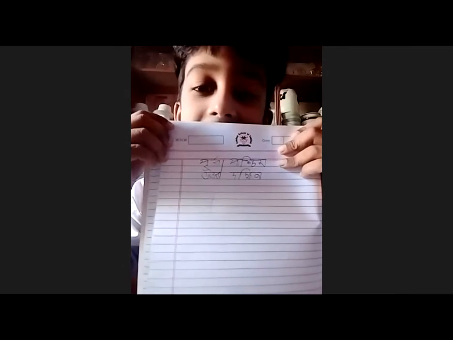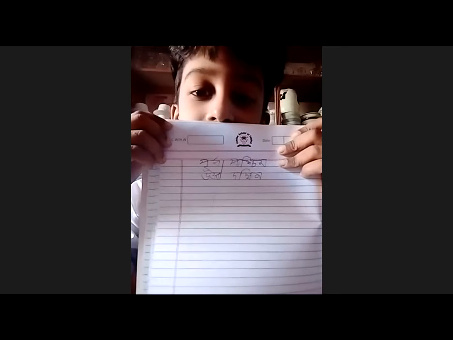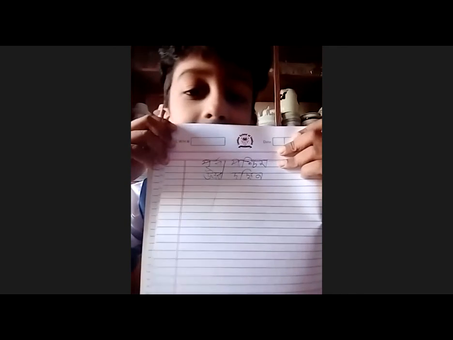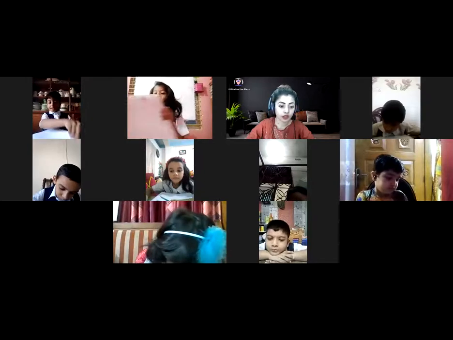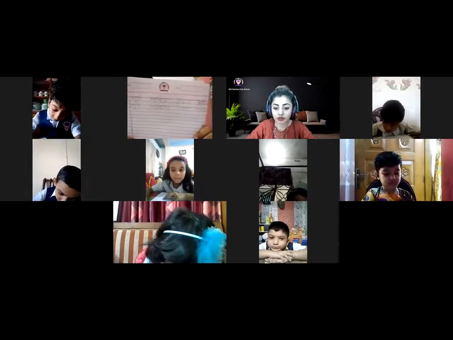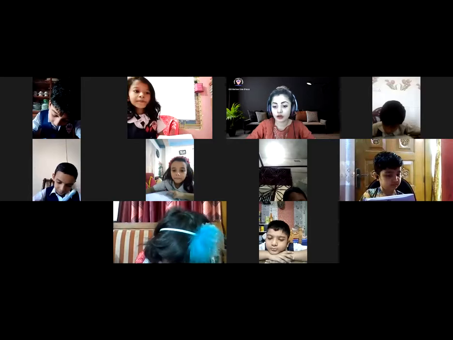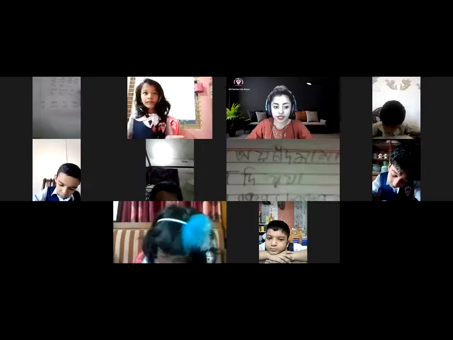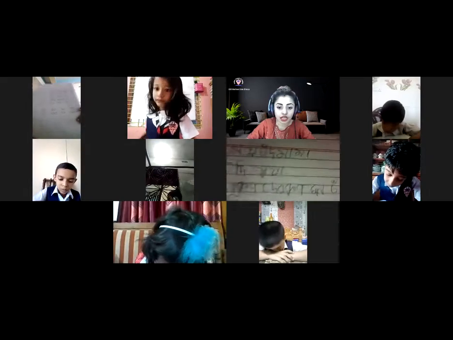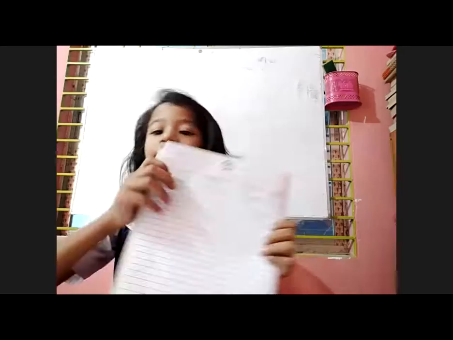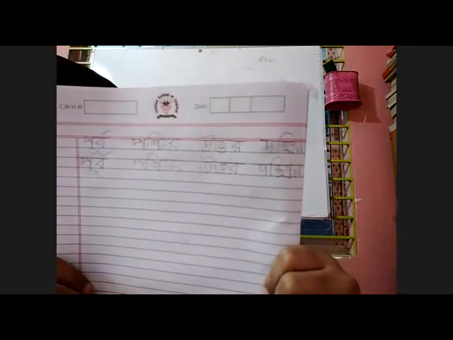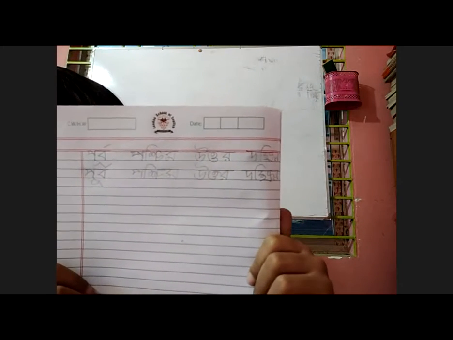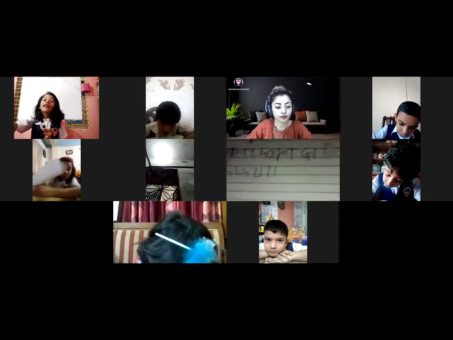Now I am checking Safwan's copy. Purbo, Poshchim, Uttar, Dakhin. Safwan, you have to write it two times, but you wrote it one time. Write it two times, hurry up. Okay, now I am checking Ramisa's copy. Wow, Ramisa, you wrote it two times. Very good, Ramisa. Ramisa is first. Now I am taking Janatul Firdaus' copy. Wow, Janatul Firdaus is also writing two times. Thank you, Janatul Firdaus.